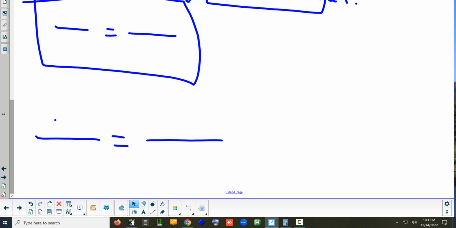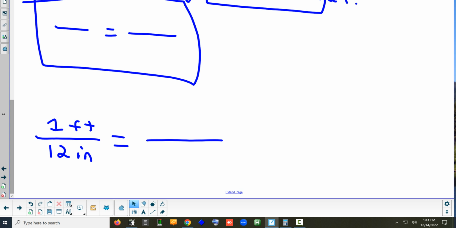Yeah? 1 foot equals 12 inches. Is that the only thing that's true about feet and inches? No. It's the simplest one. You could say 2 feet is 24 inches. That would have been okay. But the point is, you have to put something on the left you already know.